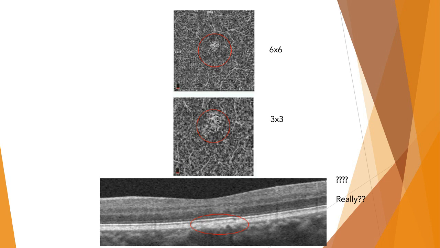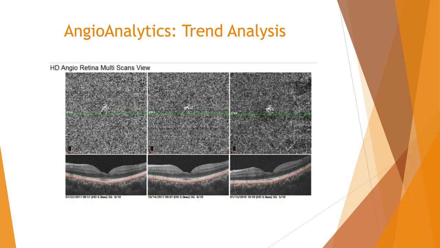One of the beautiful features of the OptiView AngioView is the angioanalytics program. This program is truly a game changer in interpretation of OCTA. What I mean by that is something like this. The first feature is what we call a trend analysis. So in this particular patient, we were able to monitor the patient over time. You can see we saw the patient 3 times over the course of almost 2 years, and the lesion stayed almost identical in size.